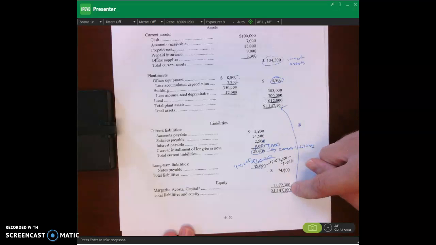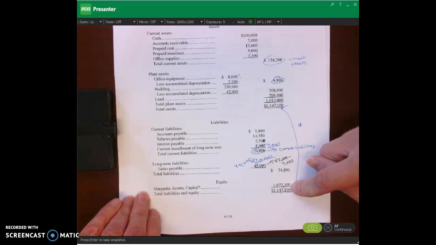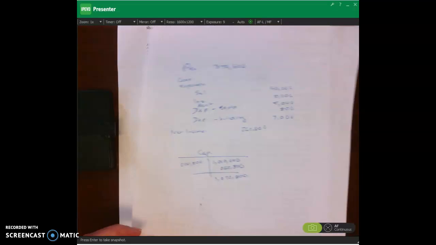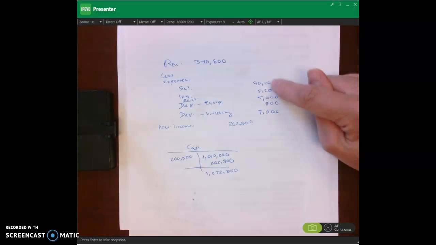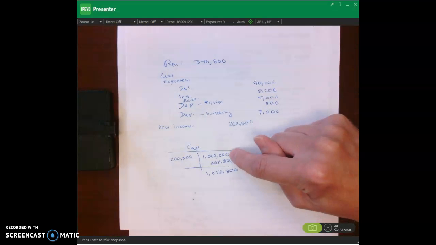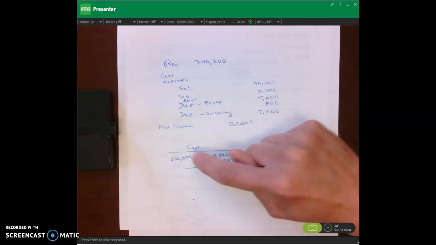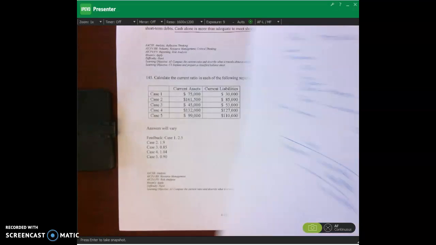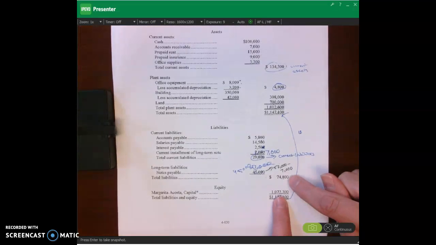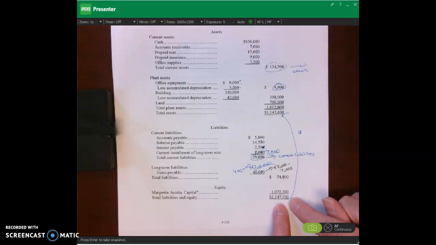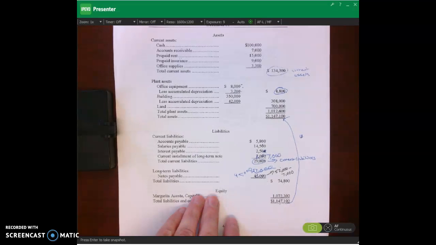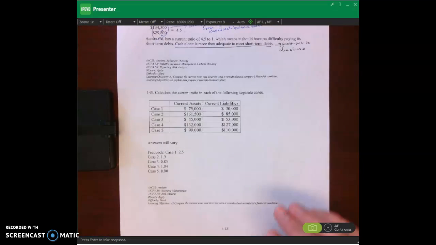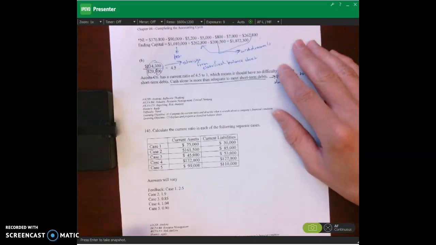And then we have our ending balance in capital, which is our equity. How do we figure that out? Remember, we took revenues minus our expenses, which gives us our net income. We start off with beginning capital plus our net income minus our withdrawals, which gives us our ending balance in equity of 1,072,300. We add that to our liabilities and match up with our total assets of 1,147,100, and our balance sheet balances, and everything's right in the world.